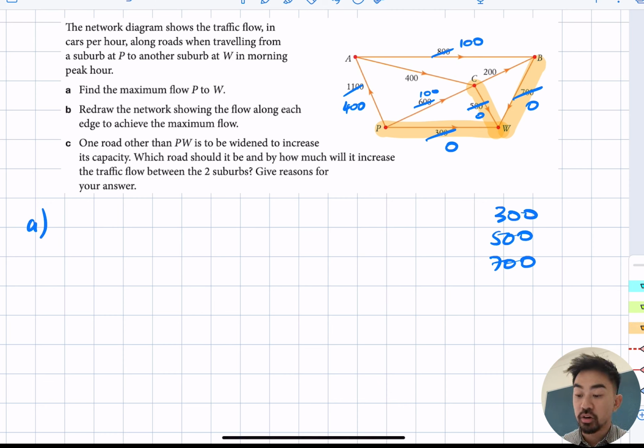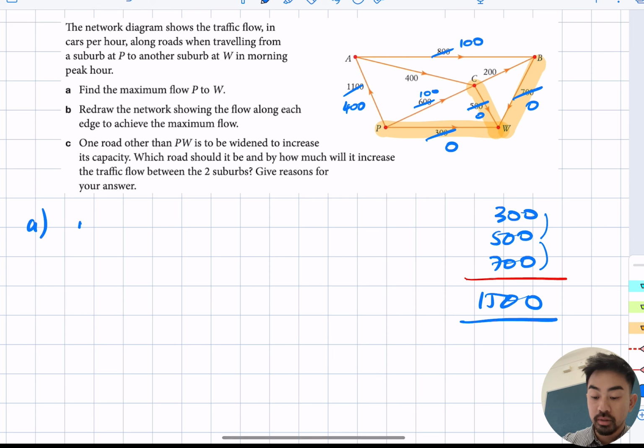So you can see here that I can no longer get from P to W because these edges are already at capacity. So adding this up is going to give me my max flow. 800 plus 700 is 1500. So that is my max flow.